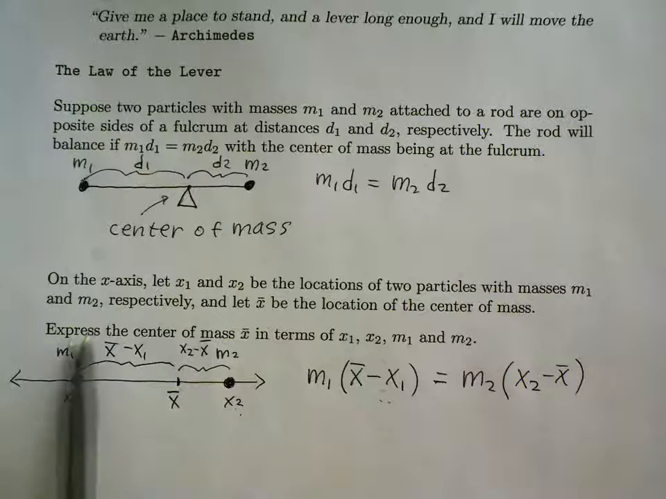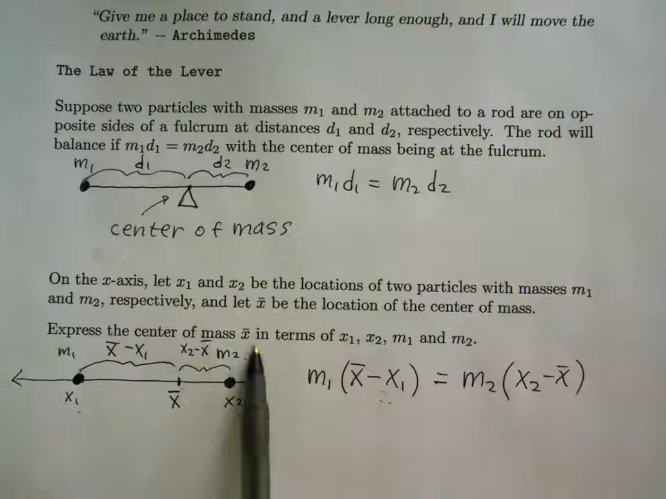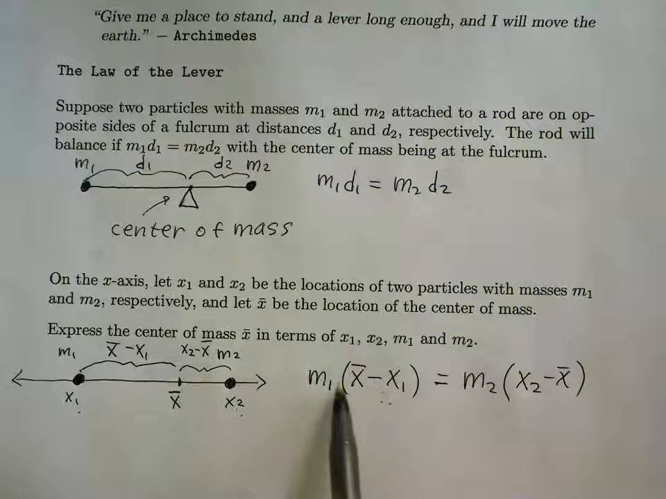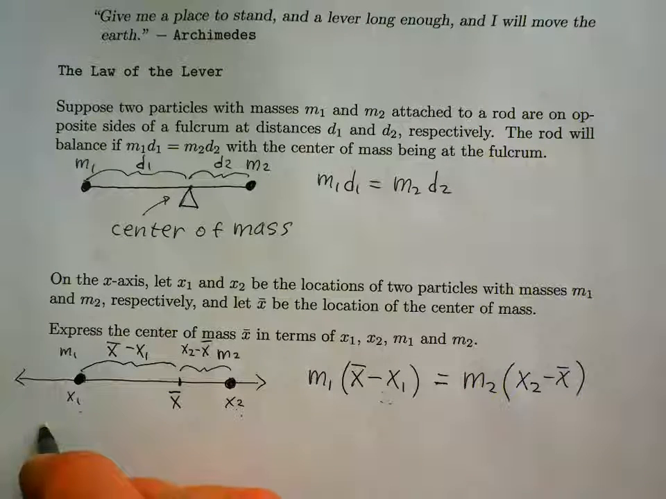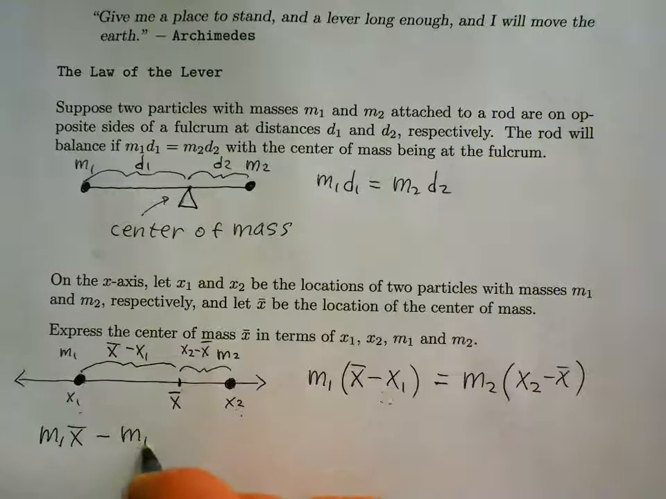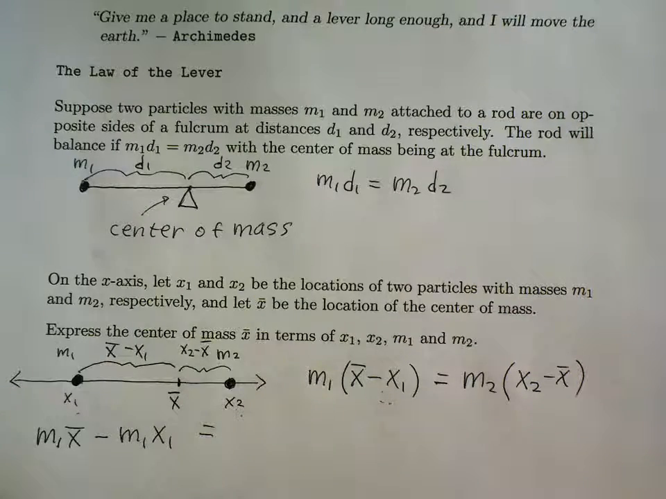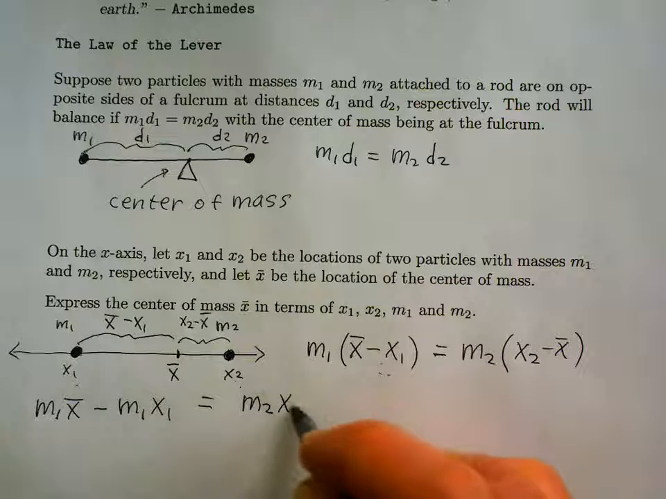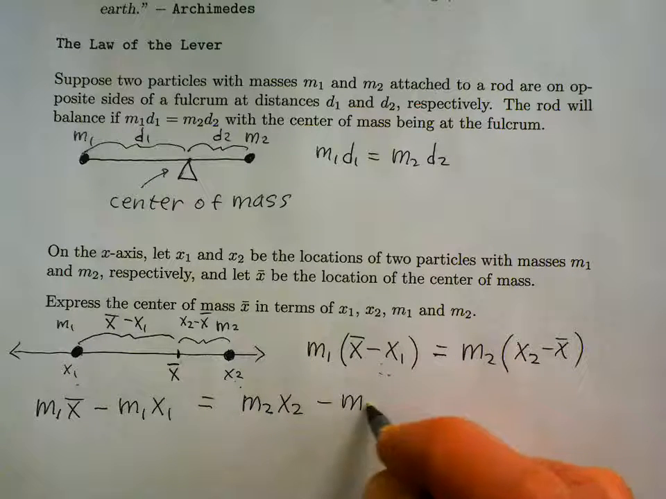Okay, so the goal here is to express the center of mass x bar in terms of x1, x2, m1, and m2. So in other words, solve this equation for x bar. Okay, we distribute multiplication over subtraction on each side. So on the left-hand side, we get m1 times x bar minus m1 times x1. On the right-hand side, m2 times x2 minus m2 times x bar.